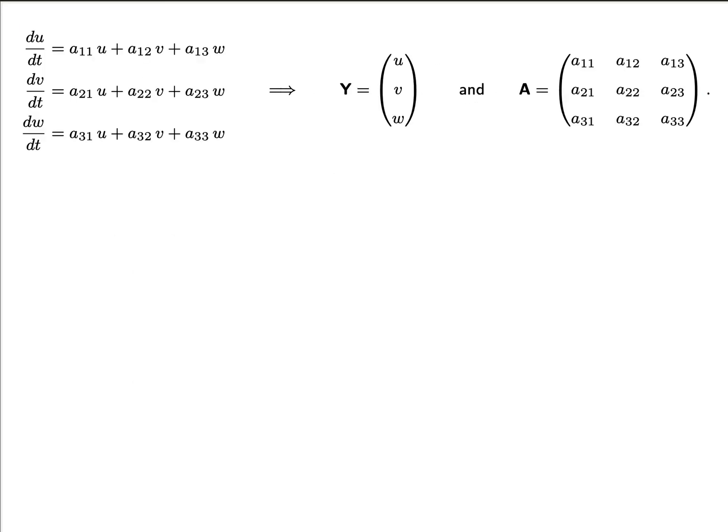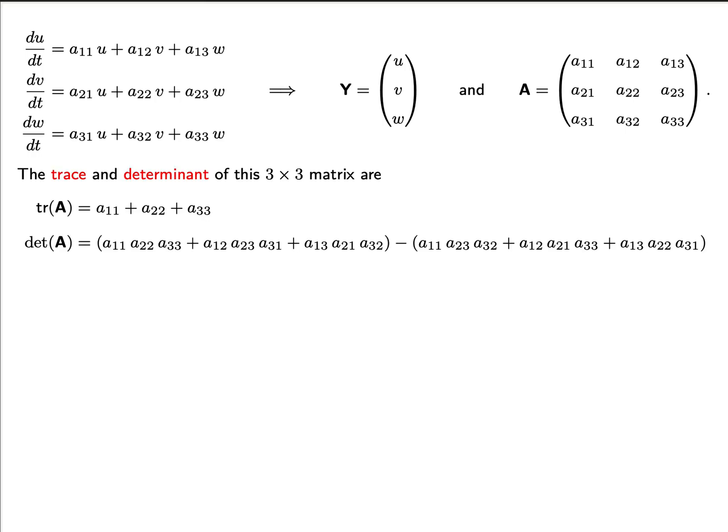First, let's observe that we can express everything as a product of matrices. Here, we'll consider capital A to be the 3 by 3 matrix you see on your screen. Recall that the trace and determinant of this 3 by 3 matrix are slightly complicated formulas. The trace is just the sum of the diagonal elements, whereas the determinant is a slightly more complicated expression involving the sum of three terms minus three more terms.